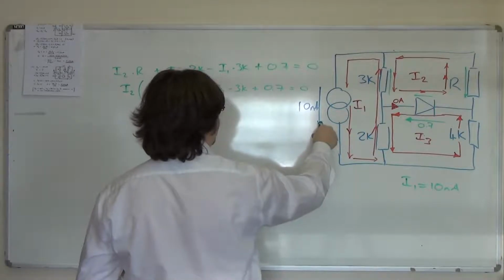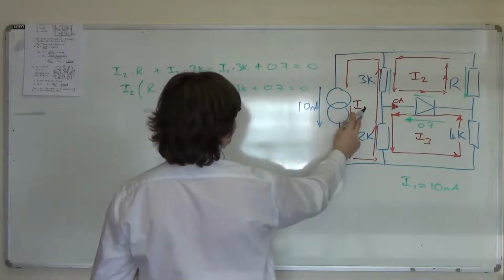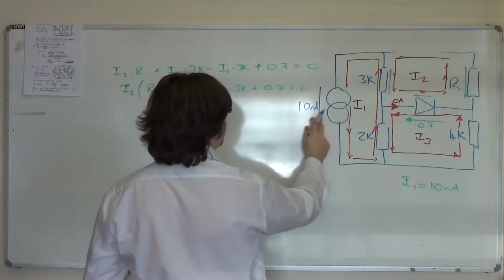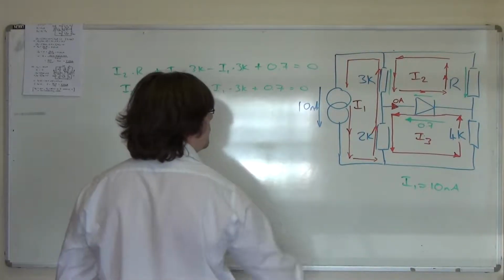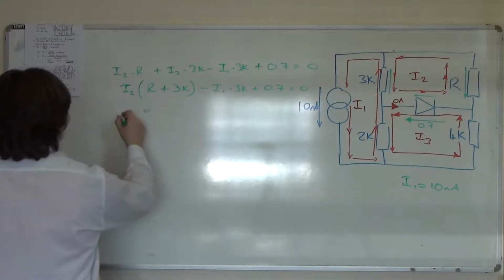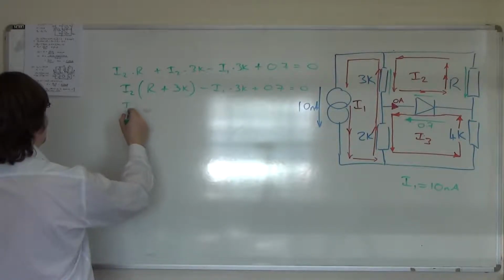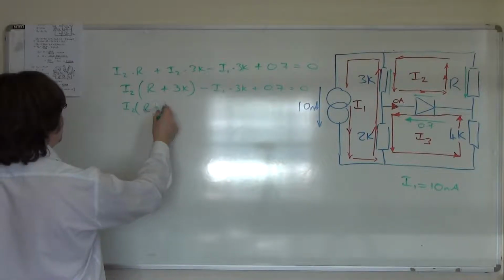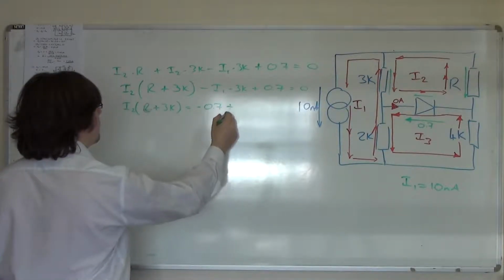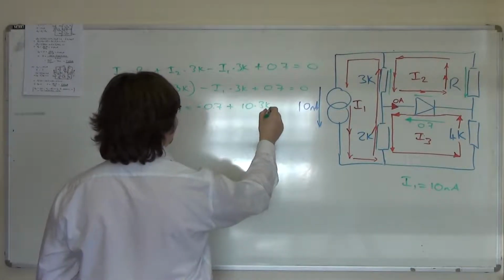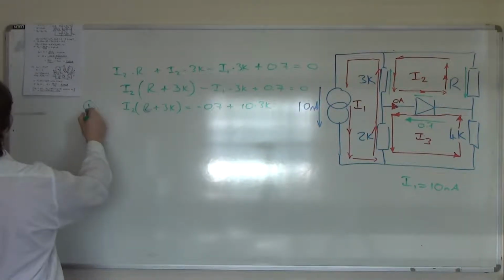Because that branch current is downwards and I1 is also downwards, and the only loop current that can represent this branch current is I1. So there are no other currents involved in this 10 milliamps. I1 must equal the 10 milliamps. So we can say that I2 times R plus 3k equals minus 0.7 plus 10 times 3k. And that's the 10 milliamps from down there. So this we'll call number 1.